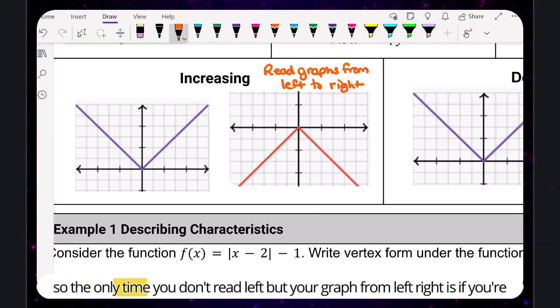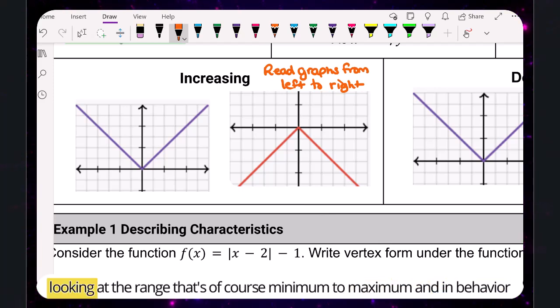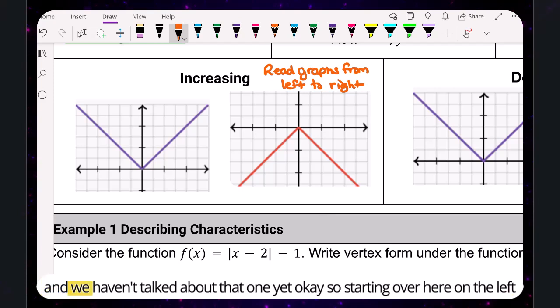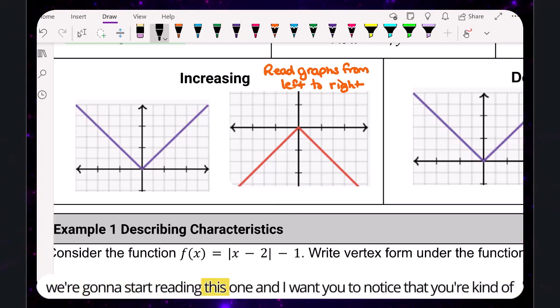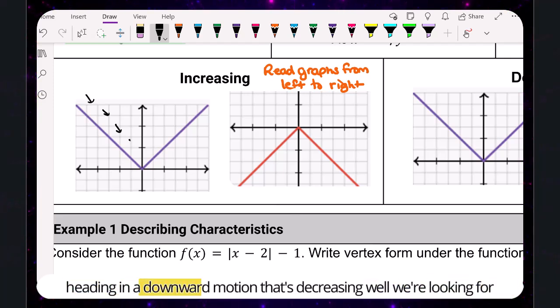Okay, so the only time you don't read your graph from left to right is if you're looking at the range. That's of course minimum to maximum and end behavior, and we haven't talked about that one yet. Okay, so starting over here on the left-hand side, we're going to start reading this one, and I want you to notice that you're kind of heading in a downward motion.